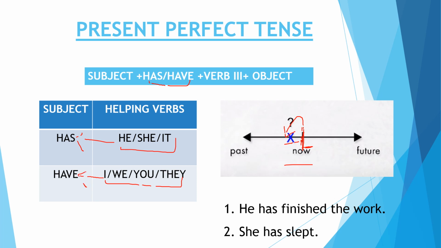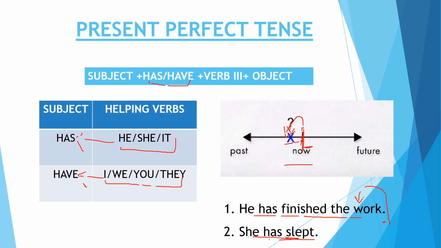Let's see examples here. He has finished the work. So now the work is over. Talking about the action just finished before now. She has slept. Okay, so this is also talking about an action which is completed just before now.